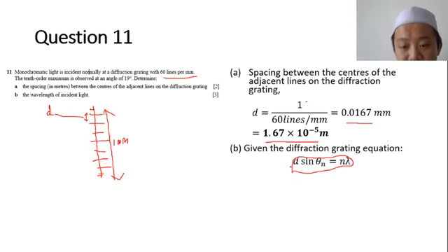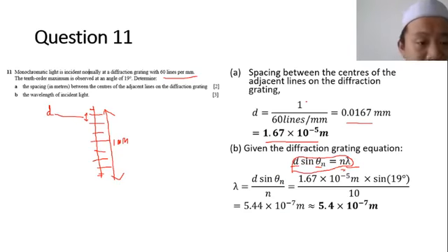Yang mana D ialah constant, lambda pun constant. Yang berubah-ubah ialah theta dengan n. So dia 3 to 4 variables sajalah. So plug into the equation. Dia kata kat sini berapa order? n is equal to 10. What does it mean by n equals to 10 kat sini?